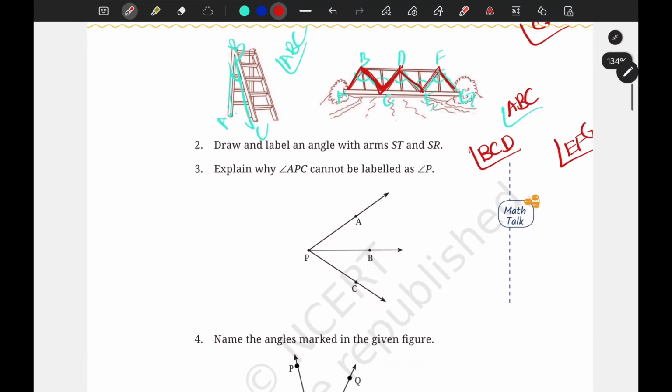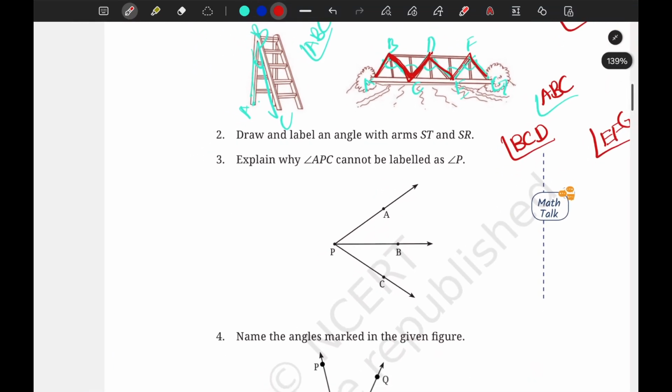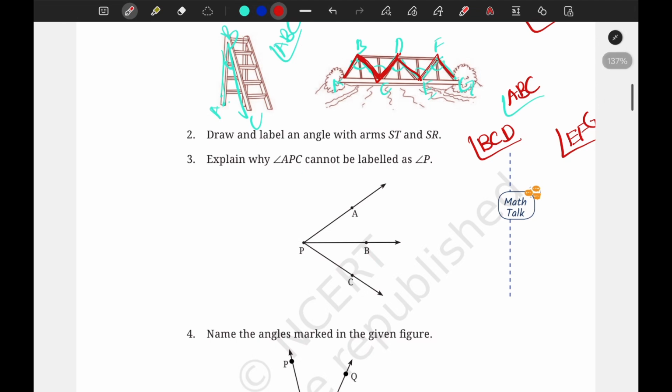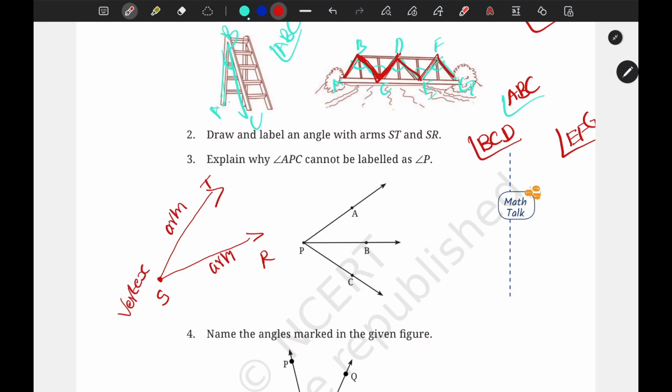That's it. And next, the second one: draw and label an angle with arms ST and SR. So ST, here S is a vertex, ST and SR. So here this part is the vertex and these two are arms. The angle will be at the vertex, right? So this is the angle, and we can call it angle STR.